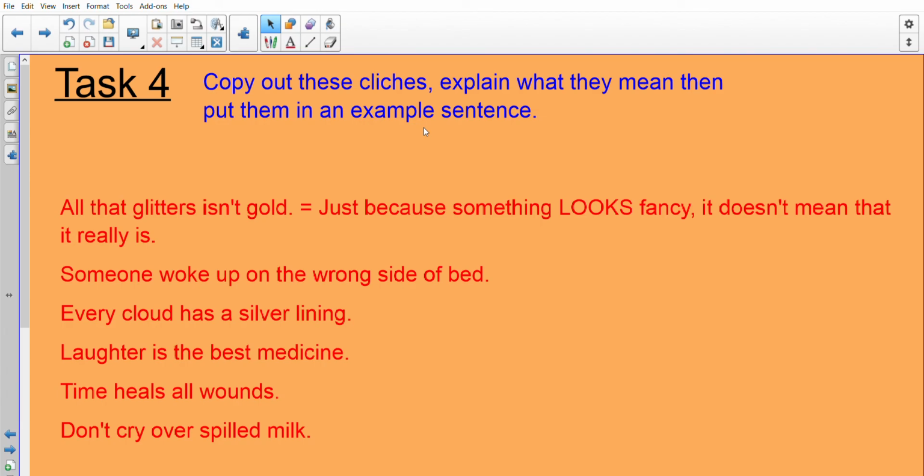Right. I want you to do the same for these phrases here, these old cliches. Someone woke up on the wrong side of bed. Every cloud has a silver lining. Laughter is the best medicine. Time heals all wounds. And don't cry over spilled milk. Okay, so explain what they mean, and if you can, put them in a sentence to show that you've really understood that.